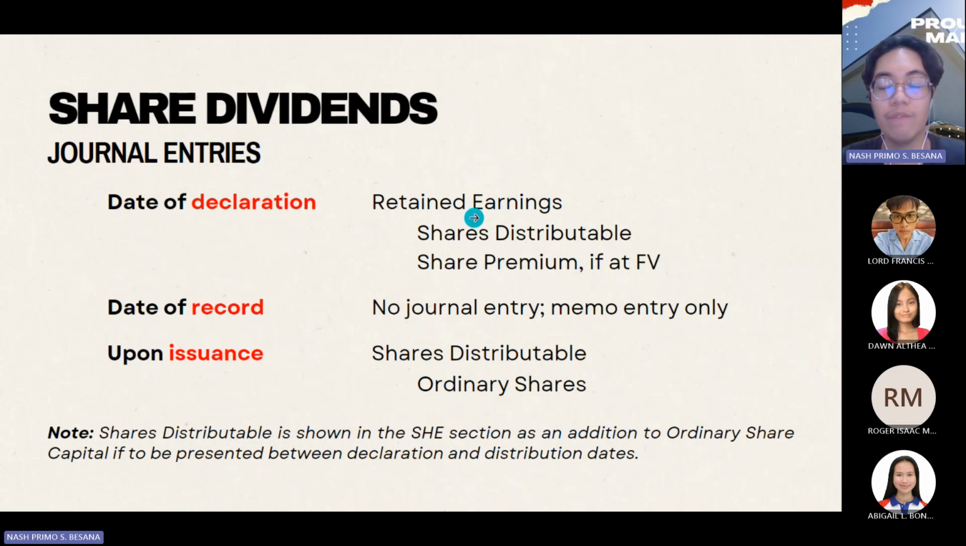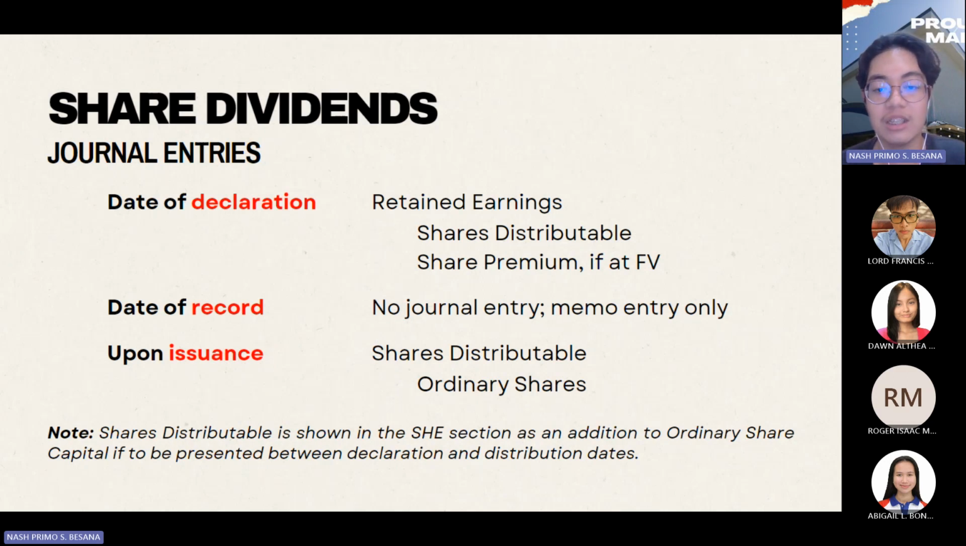So yung difference nun, it would be recognized as share premium. And then for the date of record, there is no journal entry. Same pa rin naman for all three dividends. And then upon issuance, so for example, na-distribute na siya and yung retained earnings, naging totoong shares na siya.